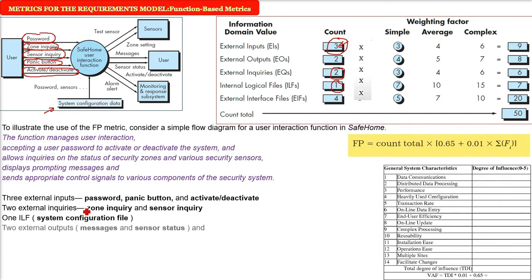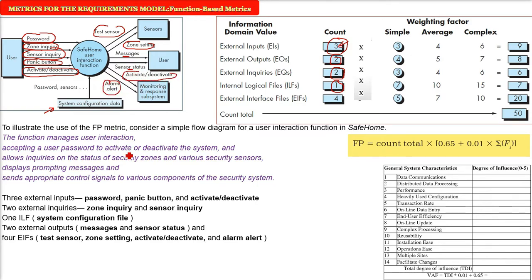2 external outputs are there. These are messages which are going outside and sensor status. So we'll put external outputs as 2. Now what are EIFs? The external interface files. For example, your test sensor, zone setting, activate, deactivate, and the test status, and the alarm alert. These are external interface files. So we'll put 4 here.